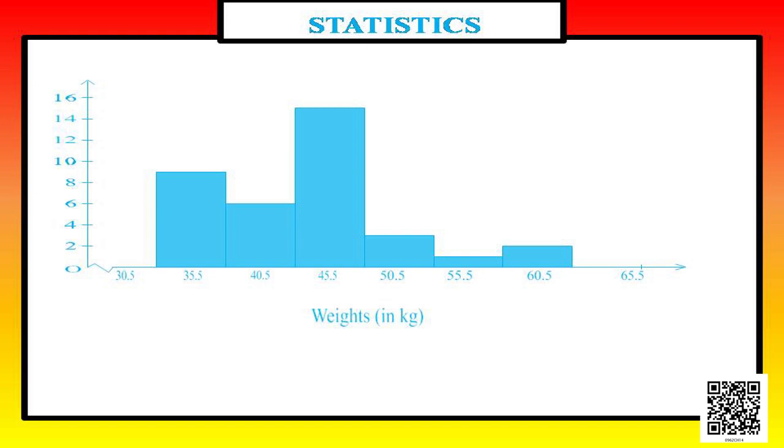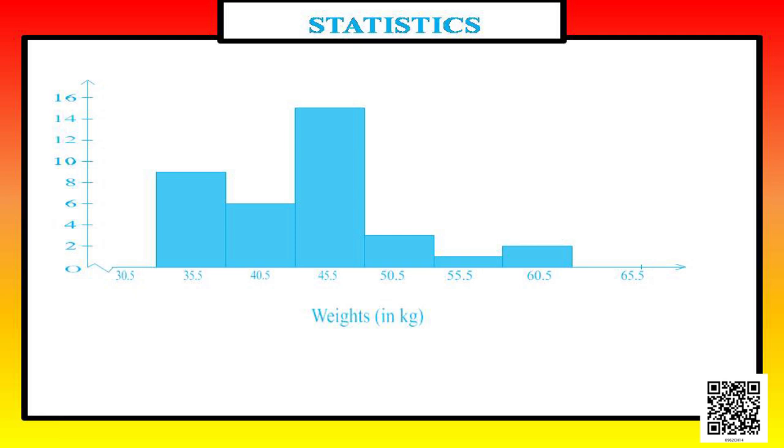And in the first column, we are having 30.5 and 35.5. Our frequency was 9. So along with 9, we draw a line on top of the class width, 30.5 to 35.5. Then in the next class width, that is 35.5 to 40.5, the frequency was 6. So we draw a straight line on top of that. And then in the next interval, similarly, 40.5 to 45.5, we draw the line on top of the width. And so on, we go on doing them for all the class widths.